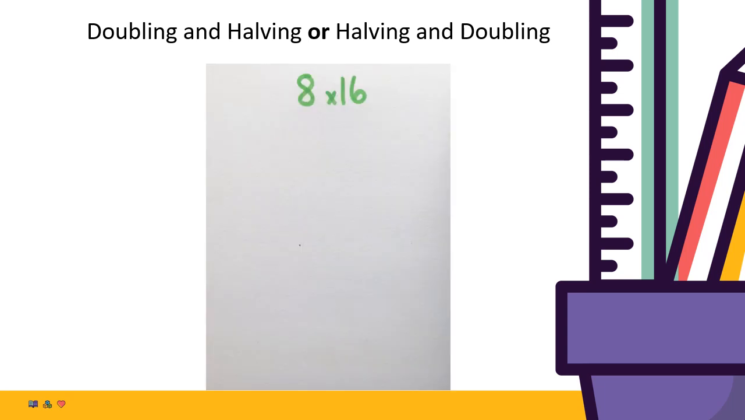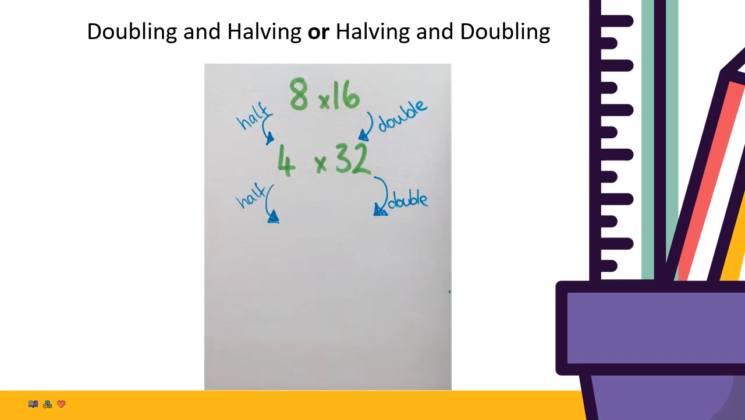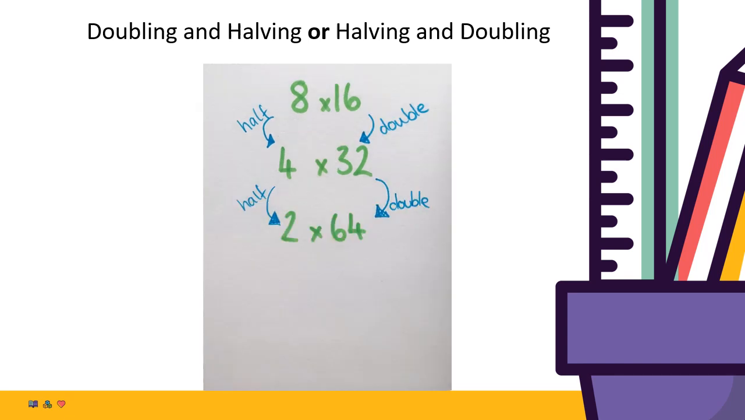If we double and half, we're left with 16 times 8, which doesn't really make it simpler to answer. So what I'm going to do is half and then double. So half 8 is 4 and double 16 is 32, giving me 4 times 32. That's still a bit tricky for me to work out in my head, so I'm going to go a step further and half 4 and double 32, and that gives me 2 times 64, which is much easier to answer.